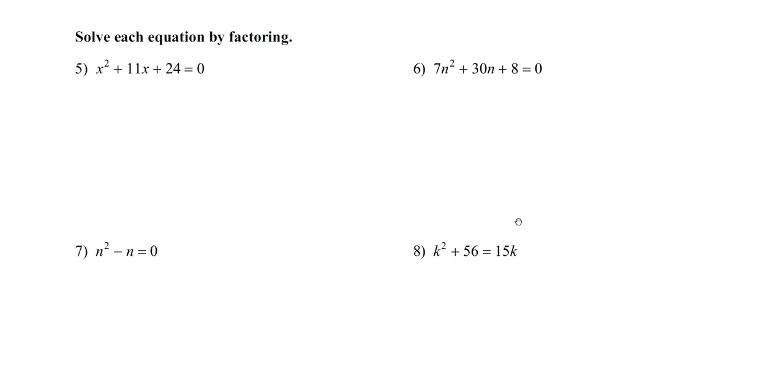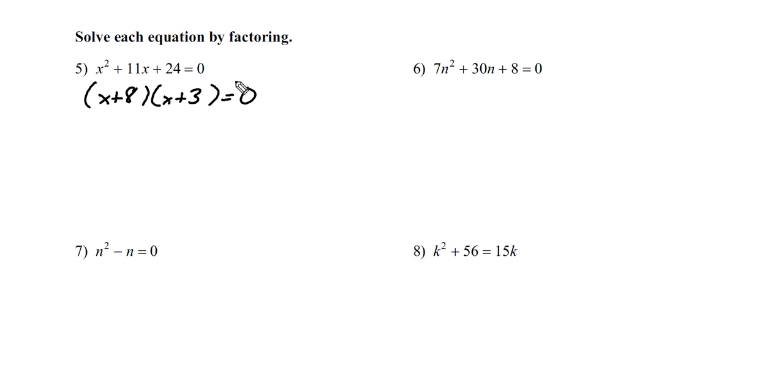Now solve by factoring. All right, so first we factor, then we solve. That's the whole deal here. All right, so x squared plus 11x plus 24 factors to be x plus 8 times x plus 3, and we can double check that using FOIL.